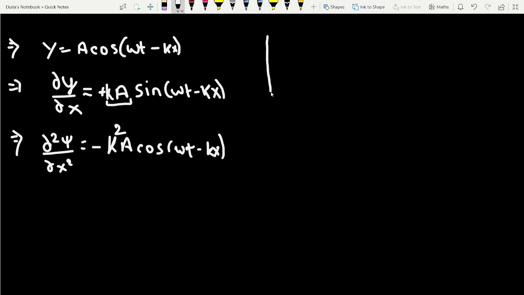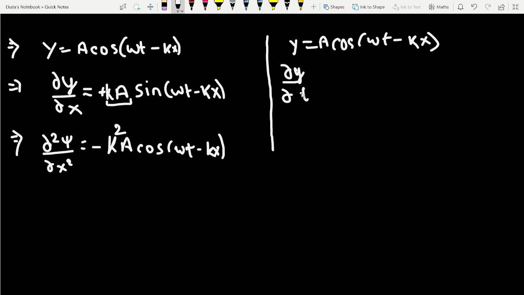Now, in parallel, let me introduce this: let's imagine this particular term again, a cos, and here is omega t minus kx. Again, here we are going to differentiate the function, now with respect to t. So let's see what will happen. The differentiation of cos x is the negative sign, negative a, and it will become sine here.